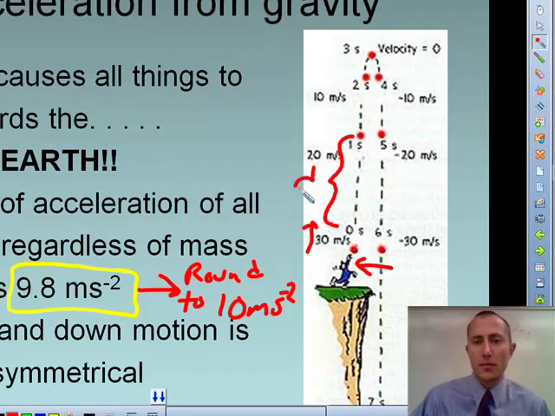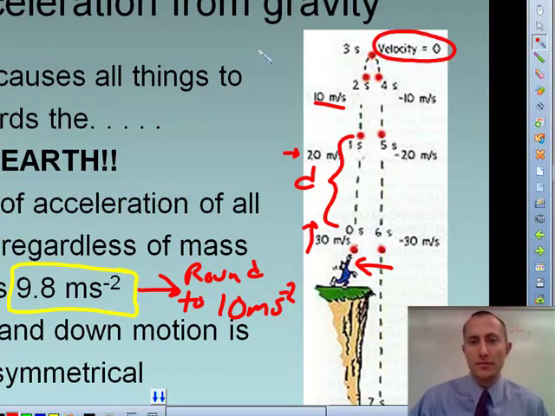in that first second, but at the end of that first second, it's moving 10 meters per second slower because it's slowing down at a rate of 10 meters per second every second. And so after 1 second, it's traveling 20 meters per second. After 2 seconds, it's traveling 10 meters per second. And after 3 seconds, the velocity has dropped to 0. And this is our peak.